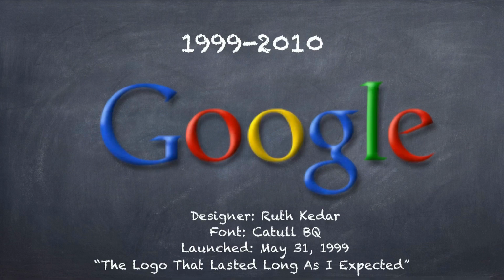This Google logo started in 1999 and ended in 2010. The designer is Ruth Kedar. The font is Catull BQ. And it was launched on May 31st, 1999. So at the end of May. And I call it the logo that lasted as long as I expected.